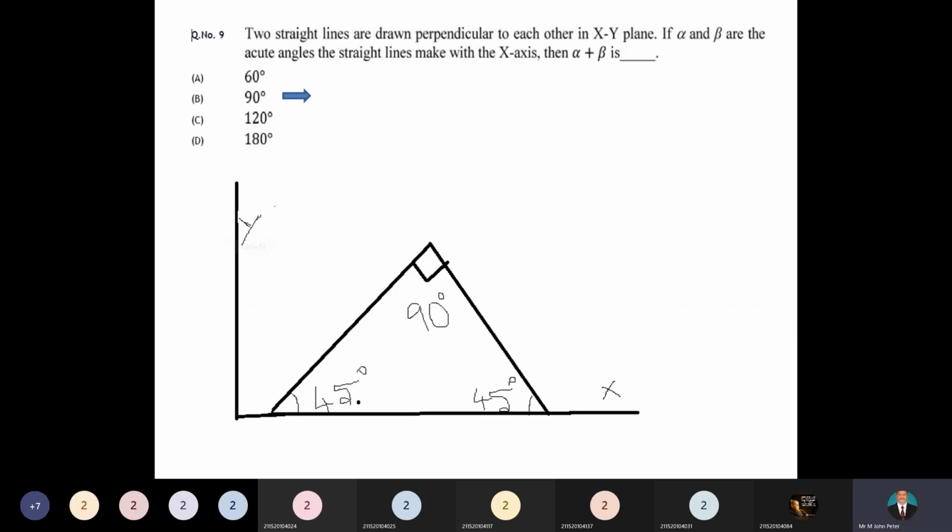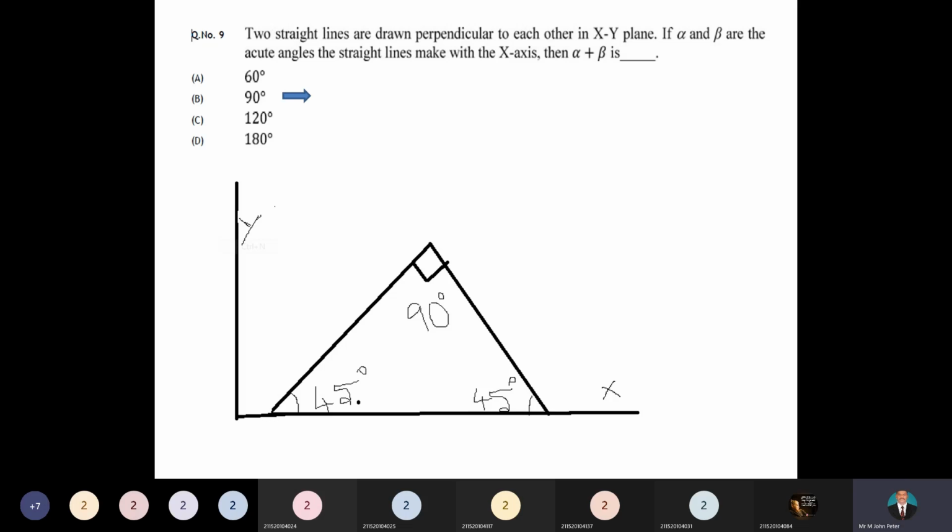Next, this is also a 2020 GATE question paper question. Two straight lines are drawn perpendicular to each other in the xy plane. If alpha and beta are the acute angles the straight lines make with the x-axis, then alpha plus beta is what? Okay, the diagram is not given in the question paper. We have to choose. Acute means less than 90 degrees.